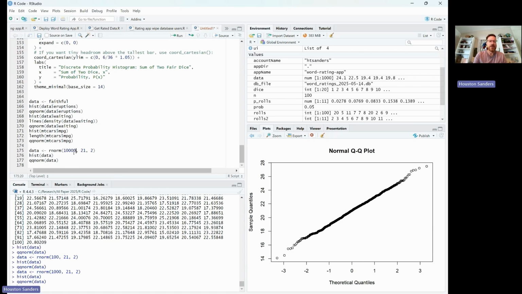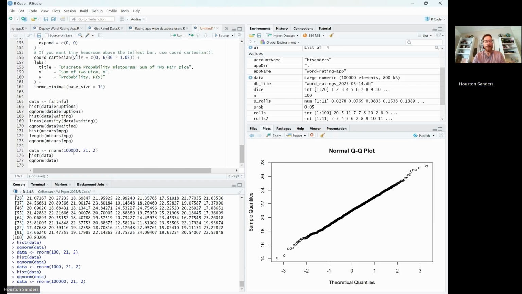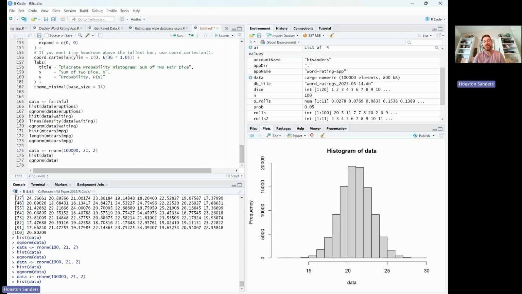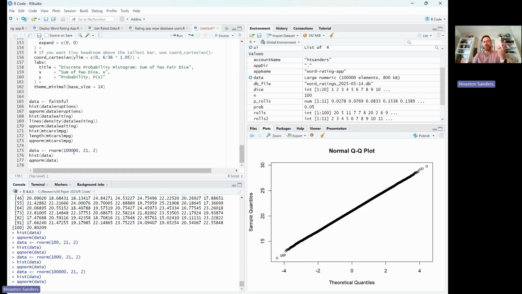If I did 100,000, now this data definitely looks like it has a normal distribution based on our histogram, and our QQ plot is going to be basically a perfectly straight line. And this should be because we pulled this data specifically from a normal distribution. So this was just a brief example for me to show you how a histogram and QQ plot can be used to get an idea of the general shape and normality of the data.